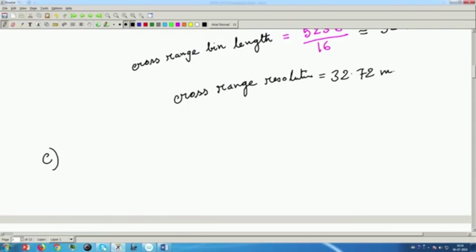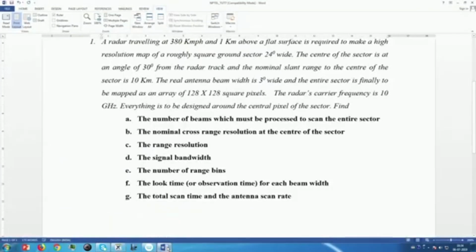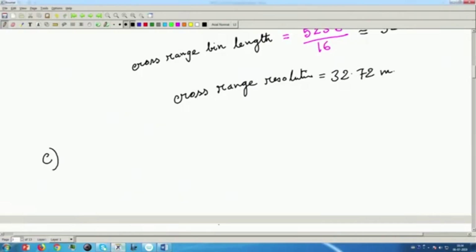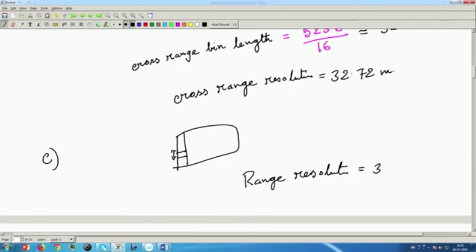You can check from here what is part C, the range resolution. Now, cross range resolution, ultimately the whole thing is a square grid. So, I have already found the cross range resolution, so the range resolution will also be that. So, I can say range resolution is also 32.72 meter.